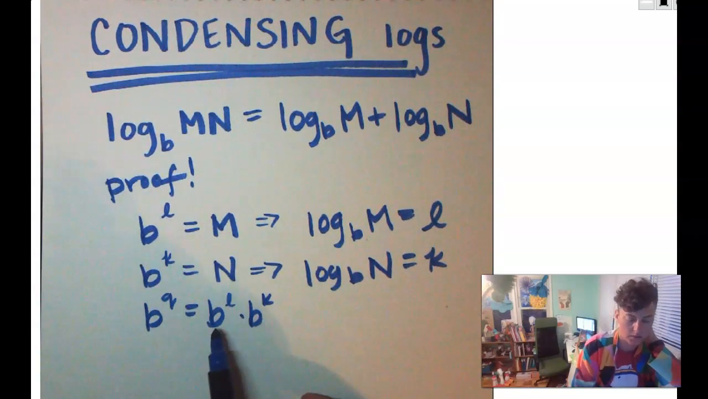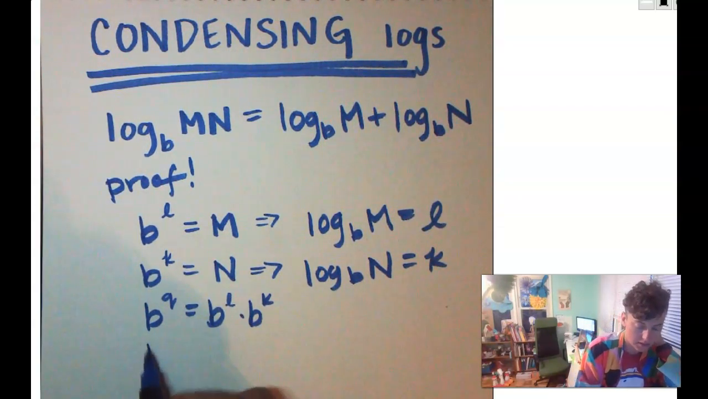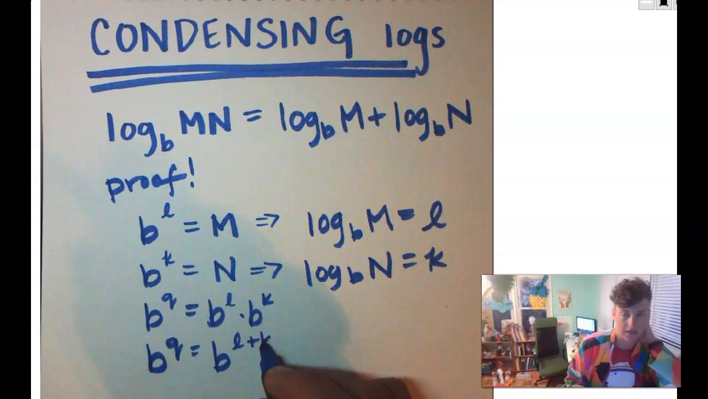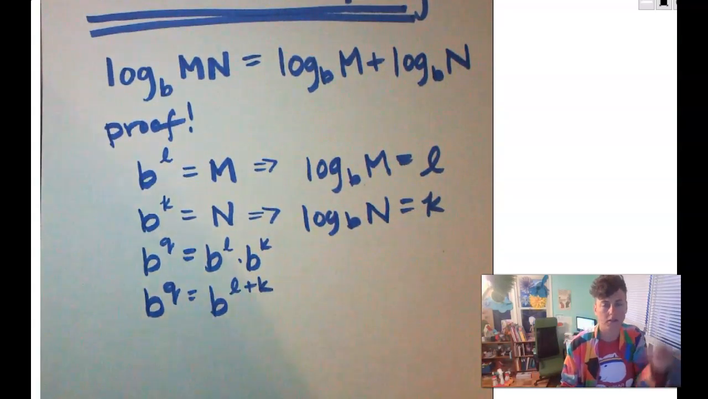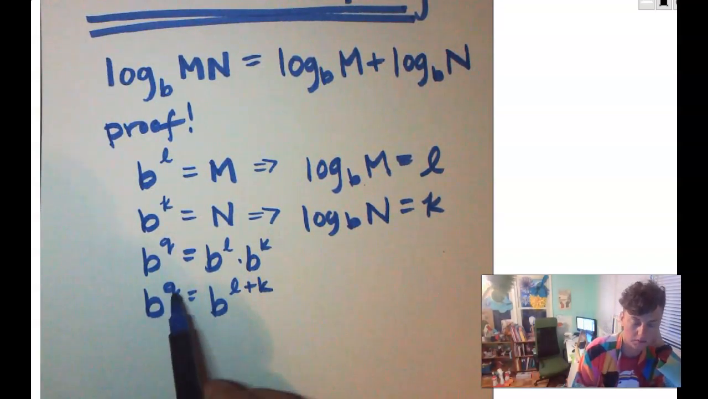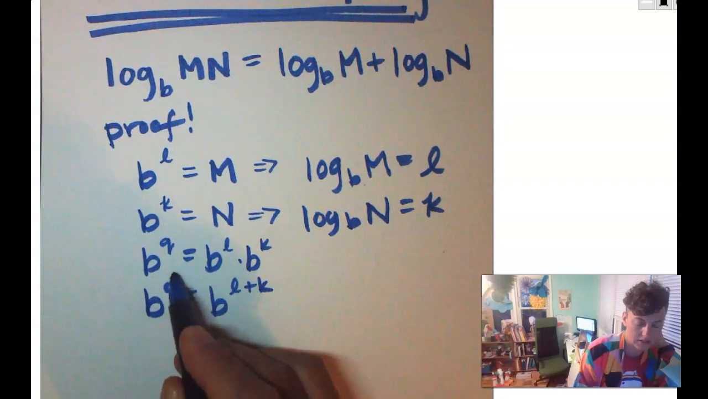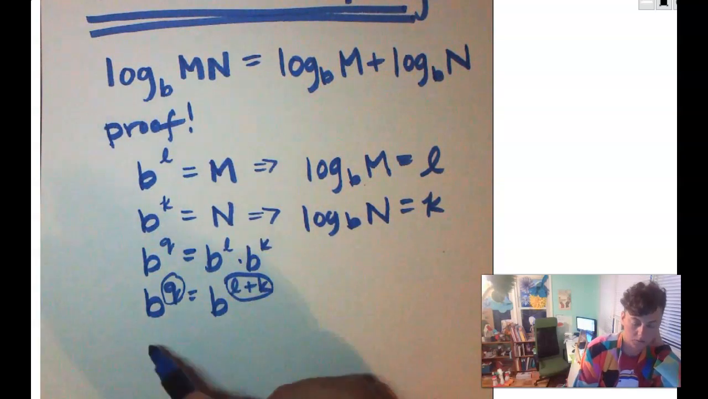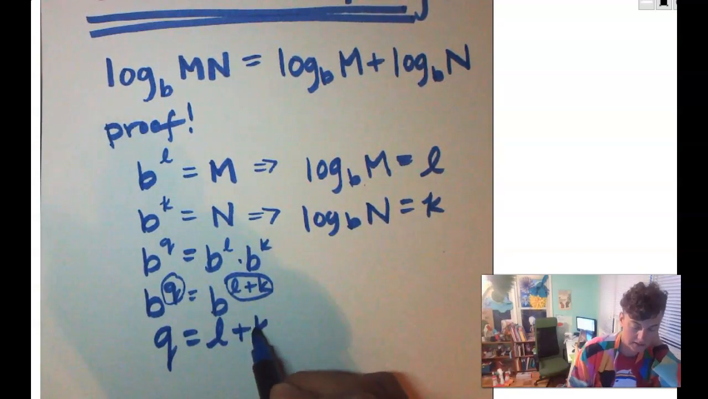Now we know that when we are multiplying things that have the same bases, we can add their exponents. So b to the q equals b to the L plus k. Now these two have the same base. So we're saying b to some number equals b to these numbers added up, which means this q is going to have to equal L plus k. That's the only way this works. So q equals L plus k.